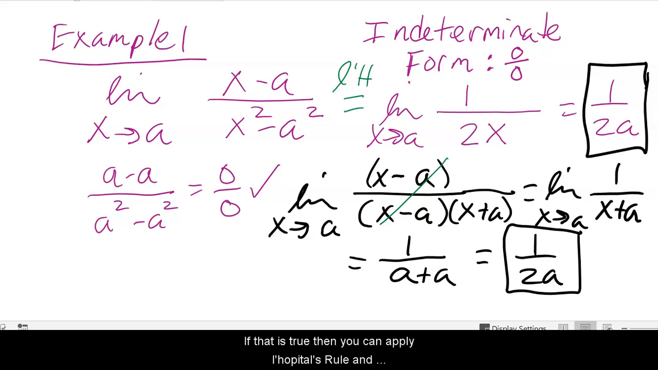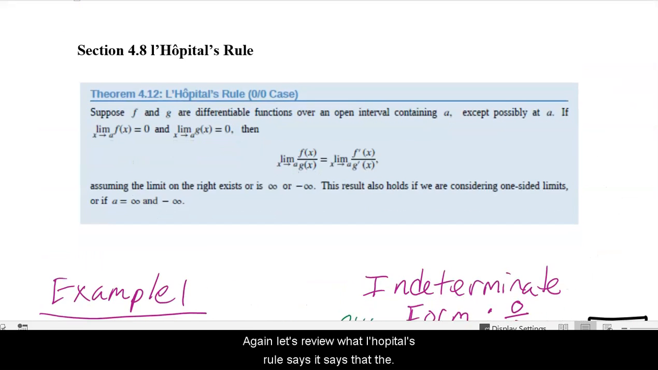If that is true, then you can apply L'Hopital's rule and take the derivative of just the numerator and divide by the derivative of the denominator. Remember, this works because close to the value, the derivative will look like the tangent line. Again, let's review what L'Hopital's rule says. It says that the limit of the ratio of f to g will be equal to the limit of the ratio of f prime to g prime if f and g are differentiable functions, except maybe at a.